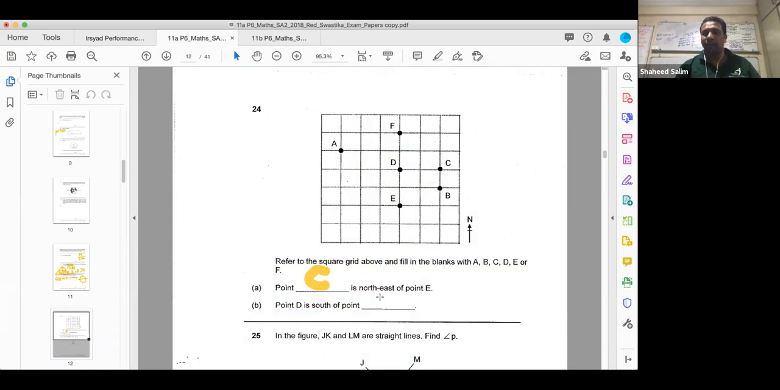Oh, this one's F lah. If you say the answer is E, point D is south of point E. There's nothing under south. This is north, this is south. South of E, there's nothing. South of D is E. South of F is D. South of C is B. Now they ask you about D. D is south of F.